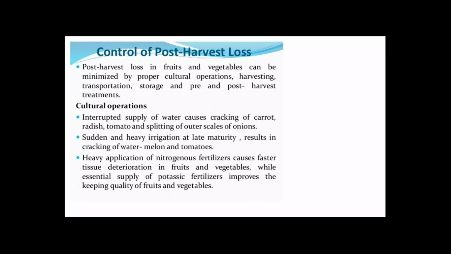Cultural operations. Interrupted supply of water causes cracking of carrots, radish and tomato, and splitting of outer scales of onion. Sudden heavy irrigation at late maturity results in cracking of watermelons and tomatoes. And heavy application of nitrogenous fertilizers causes faster tissue deterioration in fruit and vegetables, while an essential supply of potassic fertilizer improves the keeping of fruit and vegetables. So what fertilizers you use is also important.